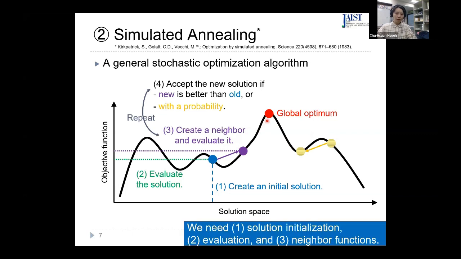To apply simulated annealing to our problem, we need 3 functions: solution initialization, evaluation, and neighbor. I will elaborate more later.